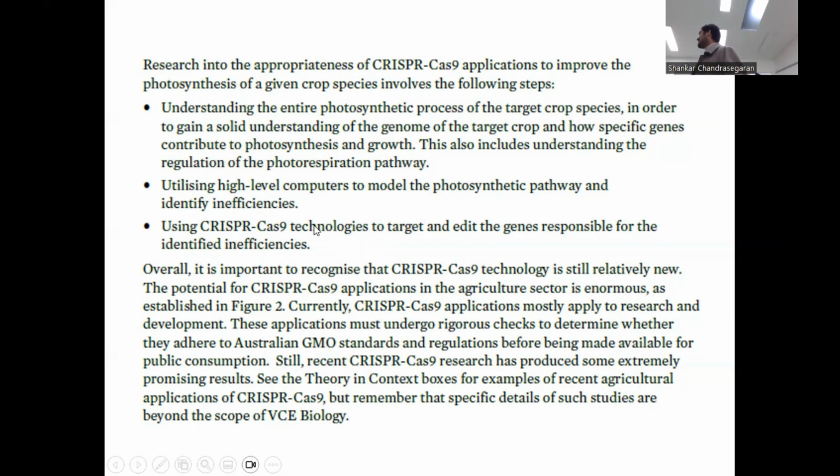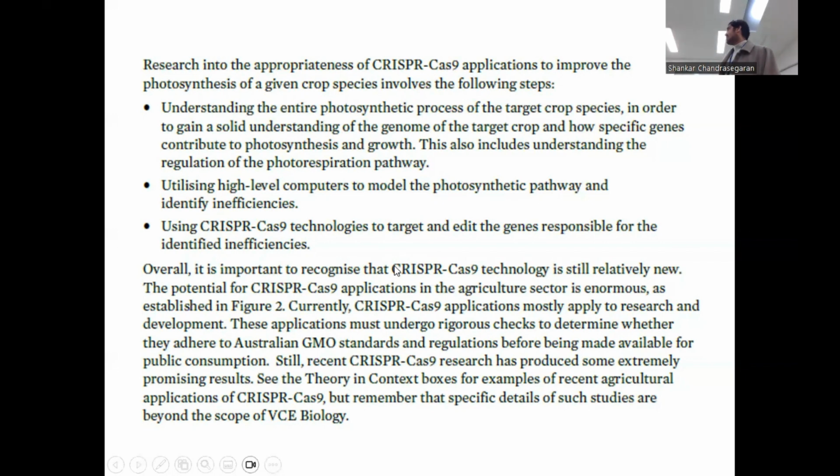And then the last one is using CRISPR-Cas9 technologies to target and then edit those genes and create the kind of modifications that we want. So by doing all three of these, we can then generate a genetically modified plant. And it will have the traits that we are expecting.